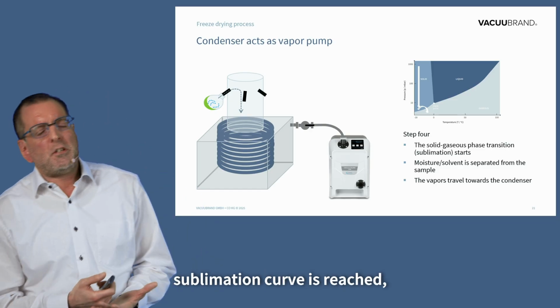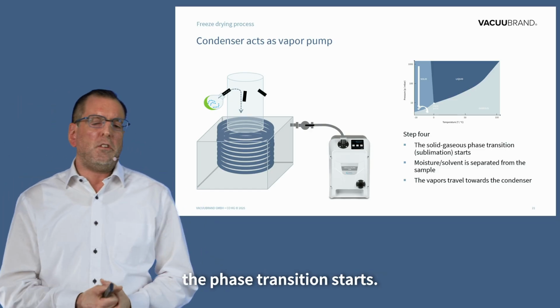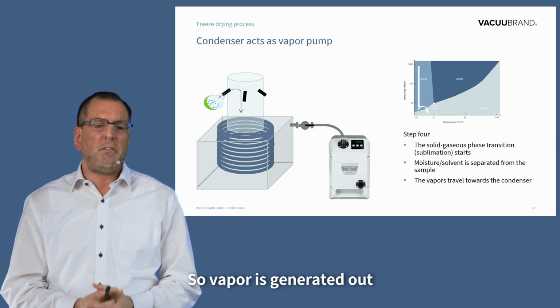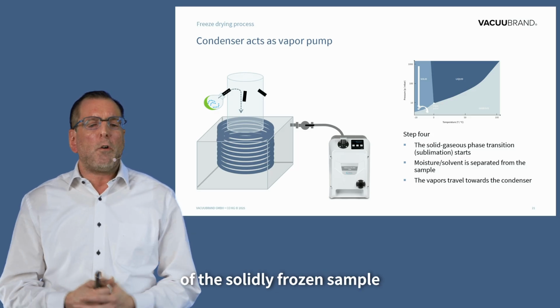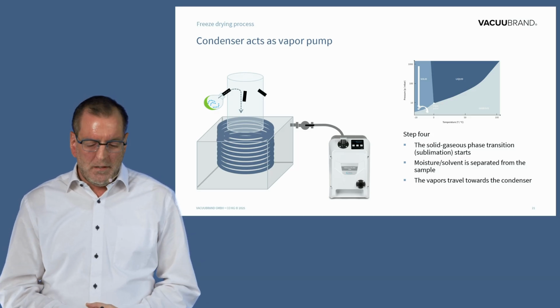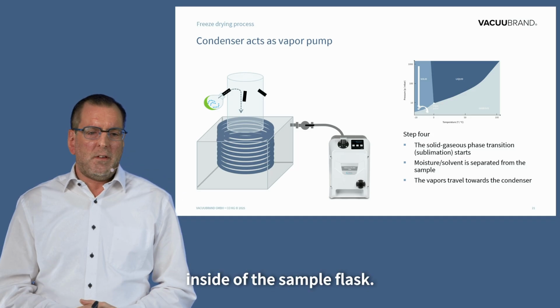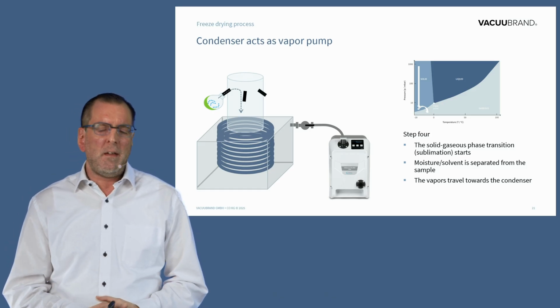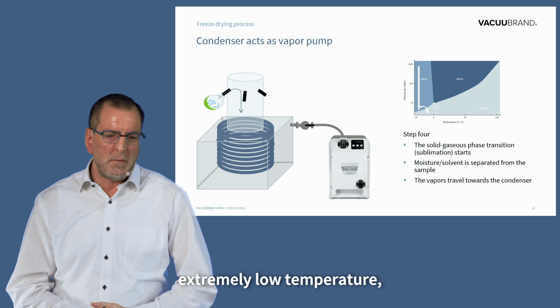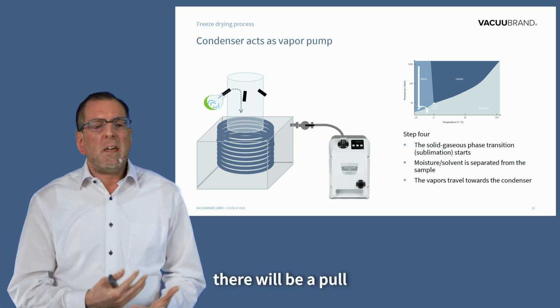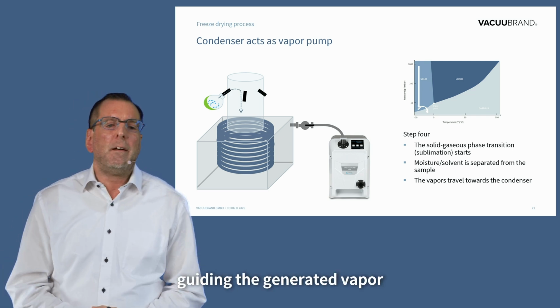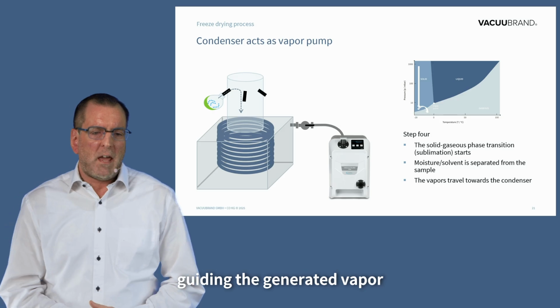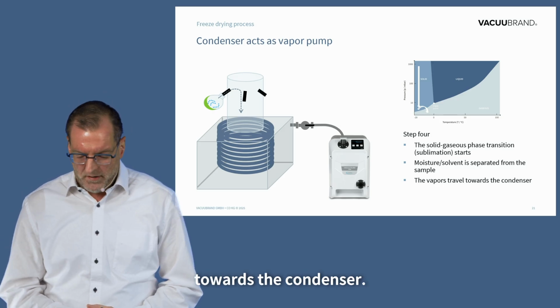Eventually, when the sublimation curve is reached, the phase transition starts, so vapor is generated out of the solidly frozen sample inside of the sample flask. Through the temperature gradient in the system, as the condenser is at extremely low temperature, there will be a pull guiding the generated vapor towards the condenser.